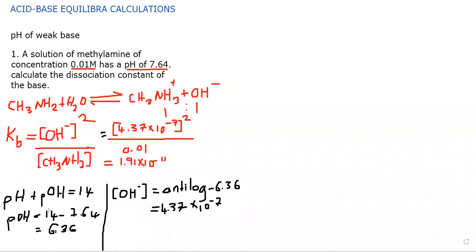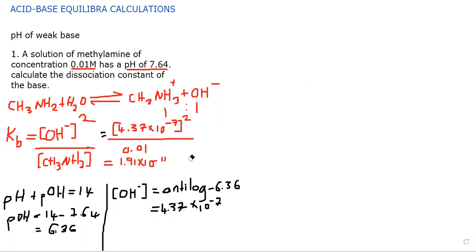All right, so after we subtract the pH from 14, we get the pOH, antilog that, and it gives us the hydroxide ion concentration. And so we just plug it into the formula now for Kb, and we get our answer 1.91 times 10 to the minus 11. And there's a minus sign. All right, so it's negative 11 and not just 11.